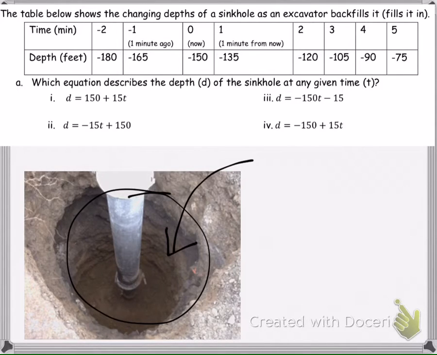So here we have time, and we see that we have negative time. Now, the negative time just means it was in the past. So 1 minute ago would be -1, 2 minutes ago would be -2, and the 0 represents right now. So right now, the hole is in the ground. The depth of the hole is 150 feet.